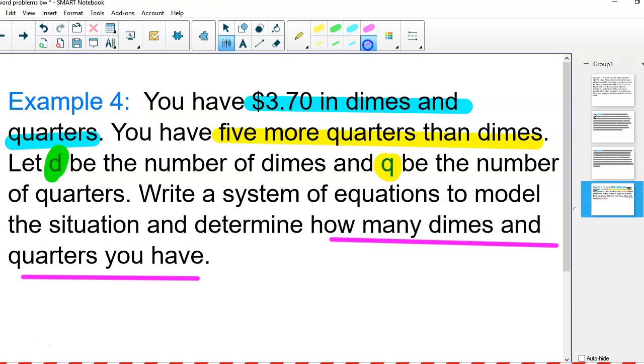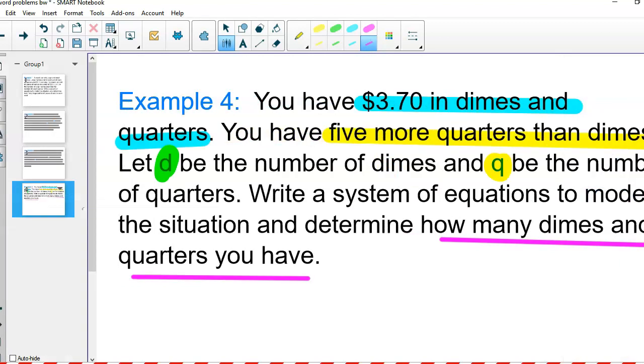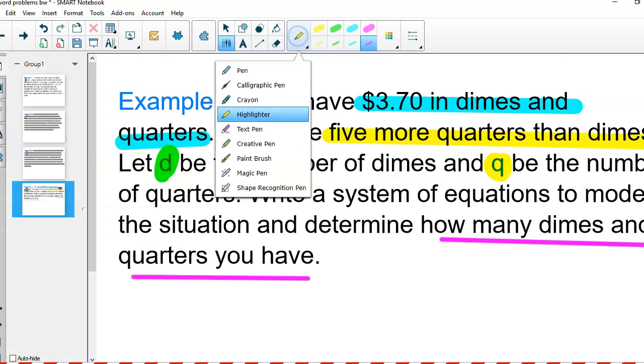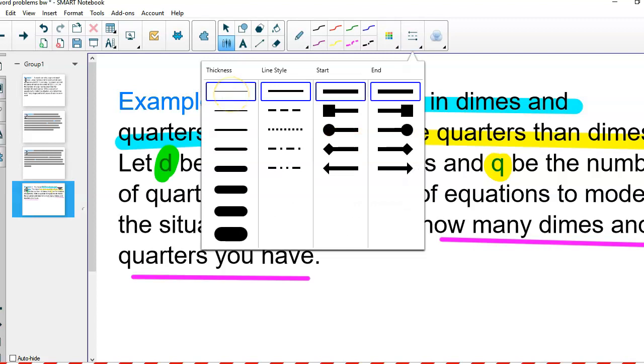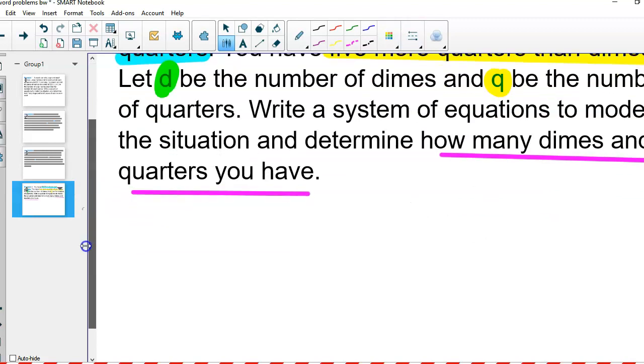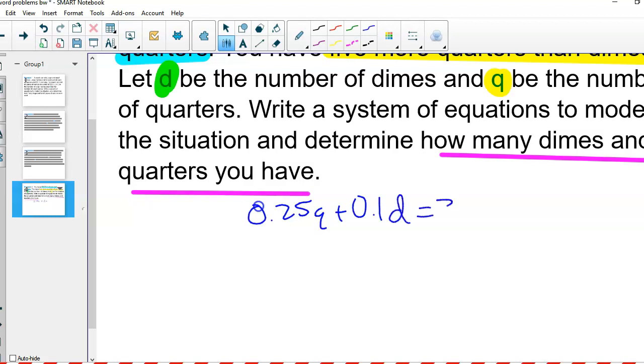Anyone have a guess as to what one of the equations might be? 5q plus d equals 3.7. That is a good guess, but no. Abby? 0.1d plus 0.25q equals 3.7. That is one of them.